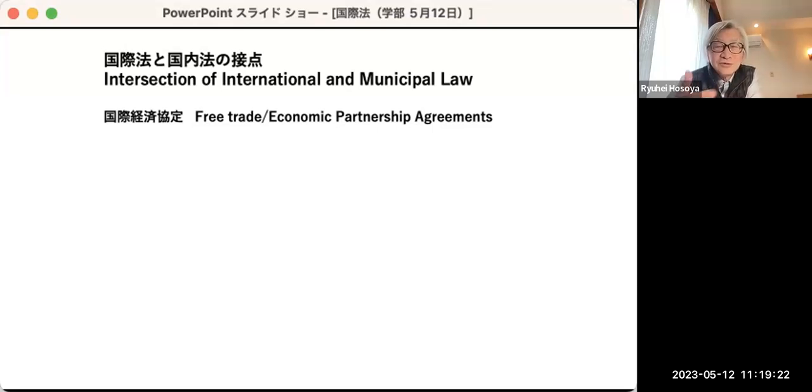There's a lot of overlap in terms of economic relationships, international commerce, trade and investment, all of those things, on which both international law and domestic law, municipal law are concerned. So that's one big area of overlap or of intersection.